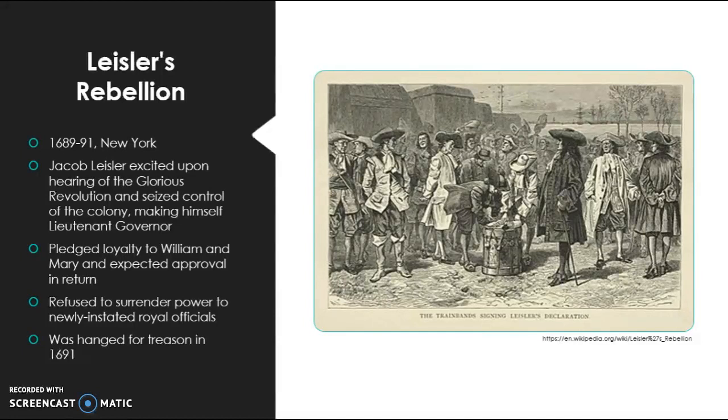So he seized control of the colony. He made himself lieutenant governor, and he ended up doing the same thing. He pledged loyalty to William and Mary and was like, yeah, I'll be fine. Boston was fine. They didn't get in trouble, so I'm going to be fine. When William and Mary sent over officials to replace him, he refused to surrender, which was really his big problem there. Even though he supported William and Mary, he refused to honor their decision of getting him a replacement. So he did get punished. Ultimate punishment, he was hanged for treason, 1691.